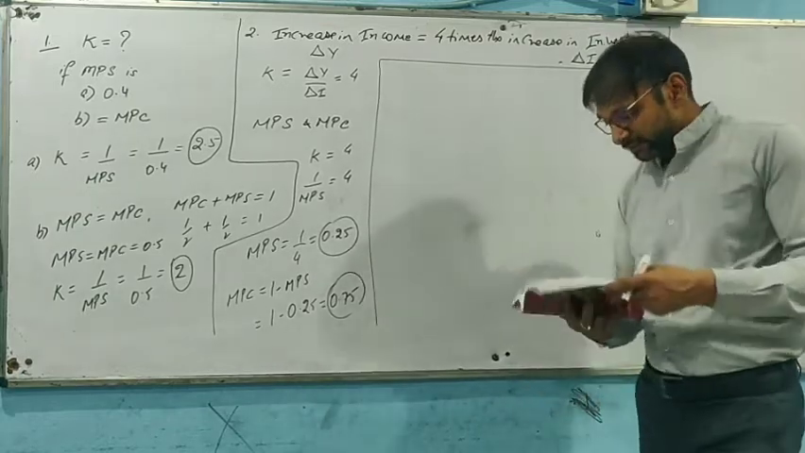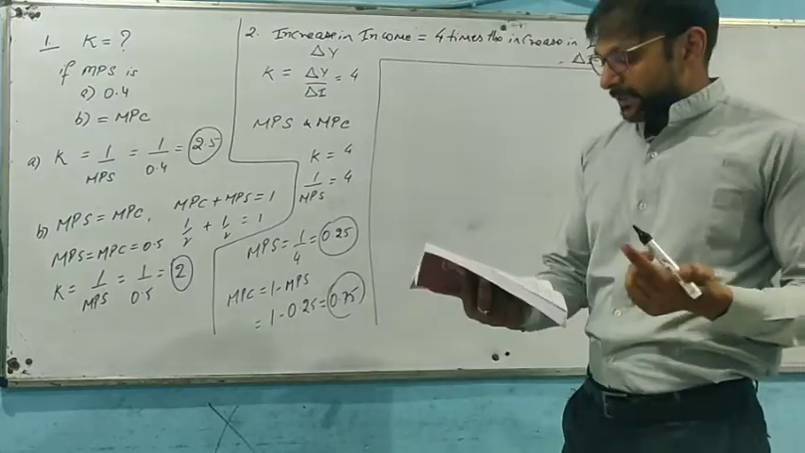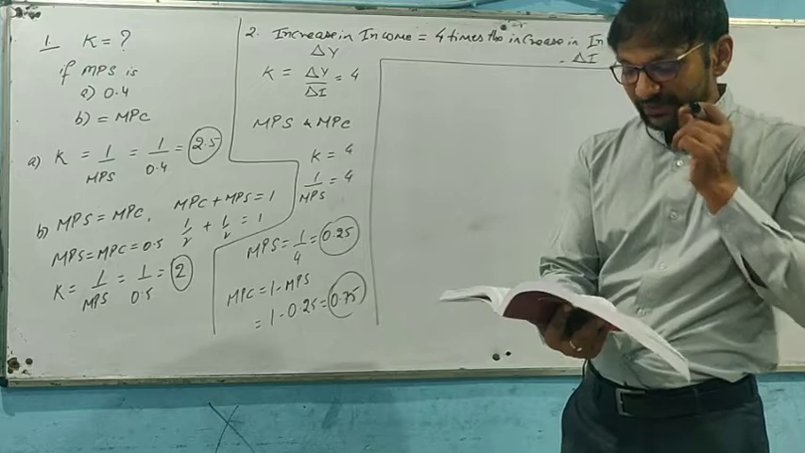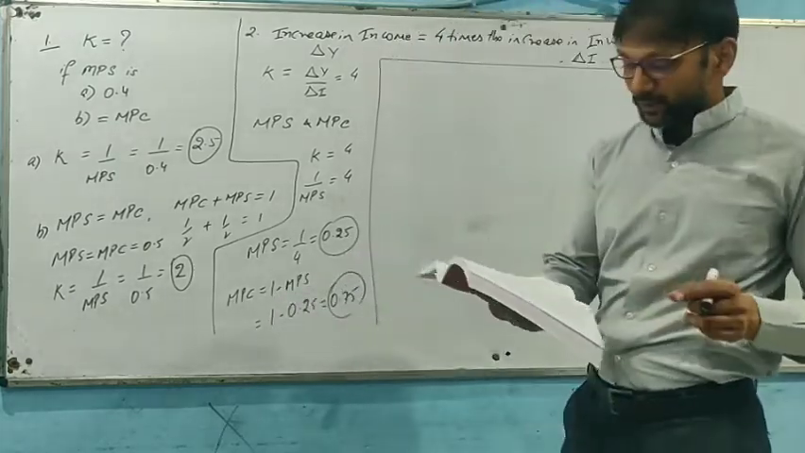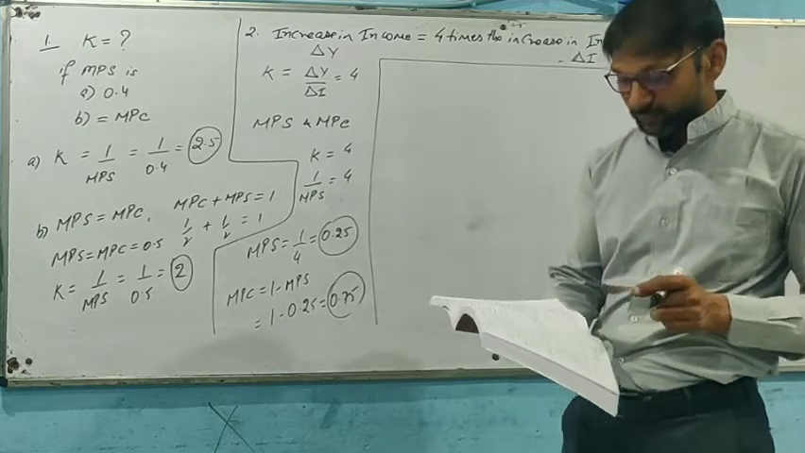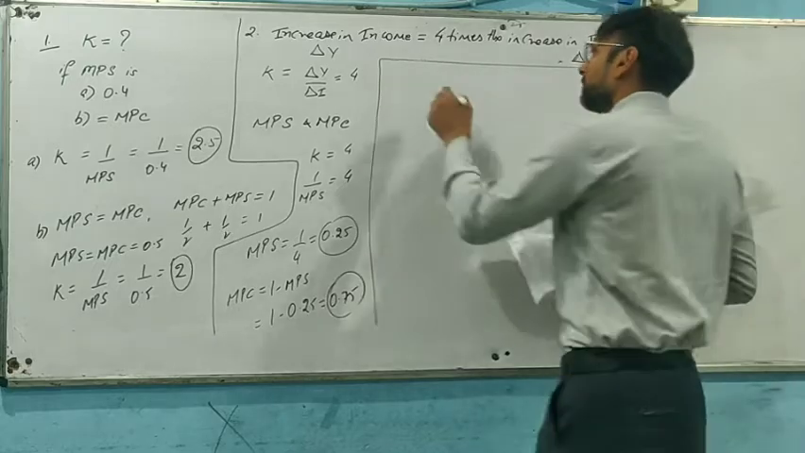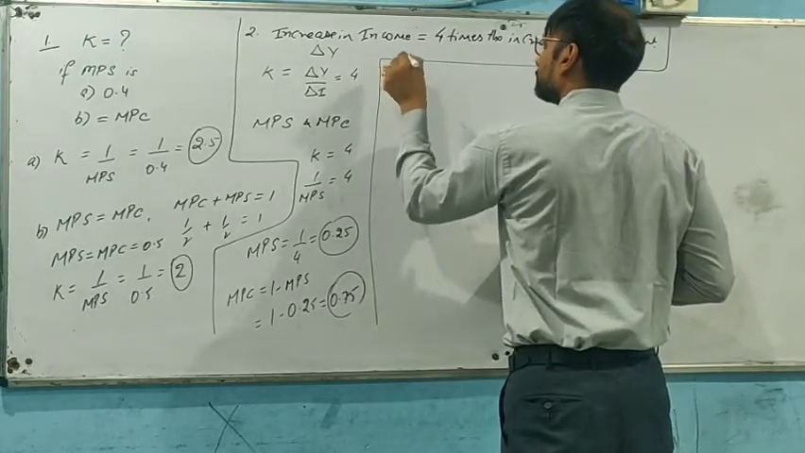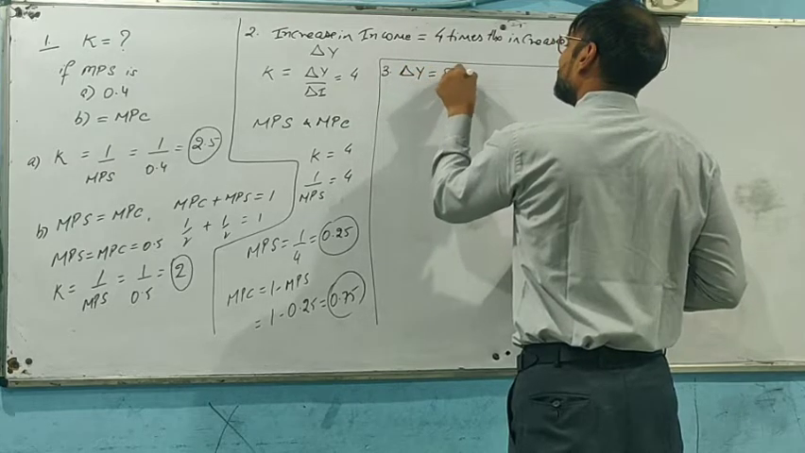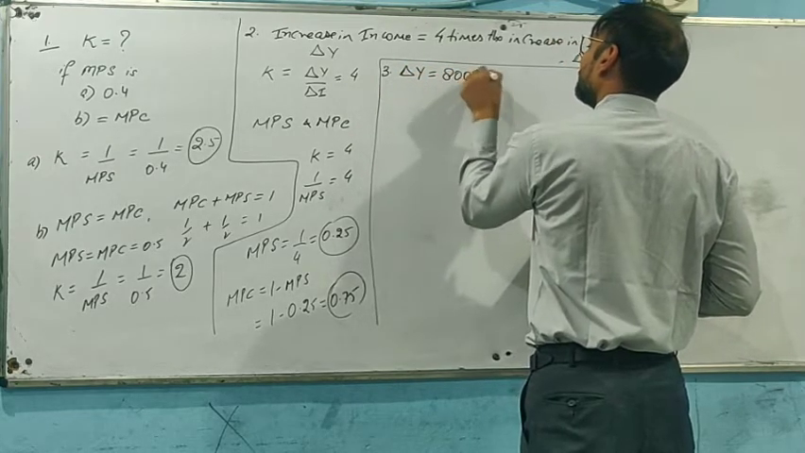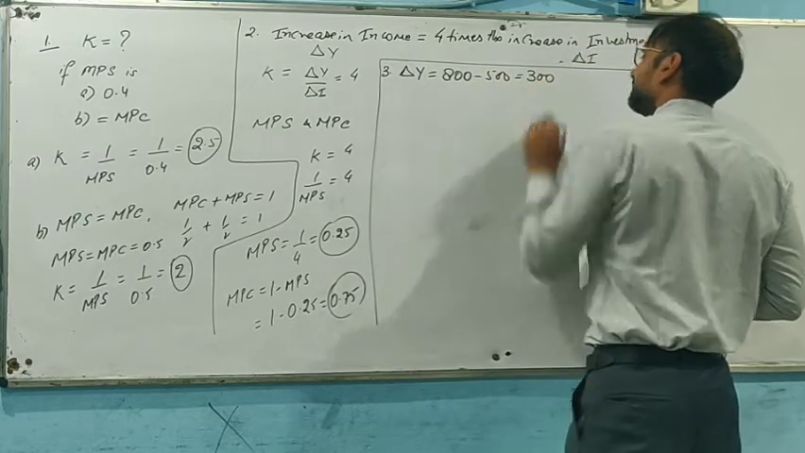Now, again we are coming to the next question. This is a slightly lengthy question but no more difficult. Now, in an economy, the actual level of income is 500 crores, whereas the full employment level of income is 800 crores. It means we have been given 2 possible situations of income. So we can easily find out delta Y, that is 800 at full employment level, and 500 at actual level, it means the change is 300.